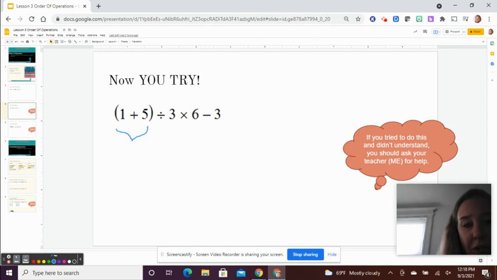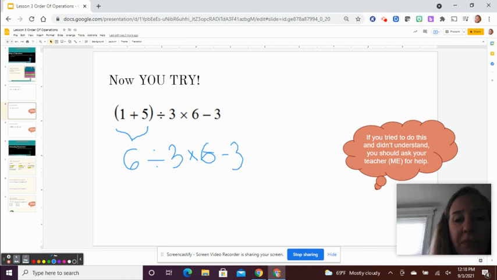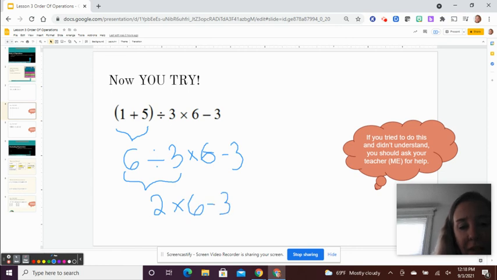Okay, grouping symbols first. 1 plus 5 is 6. I'm just going to write down the rest. Cool. Now, multiplication comes next in a little PEMDAS thing, but left to right. So first we're going to do 6 divided by 3, which is 2. Now we're going to say, okay, 2 times 6, 12, minus 3, and your final answer would be 9.